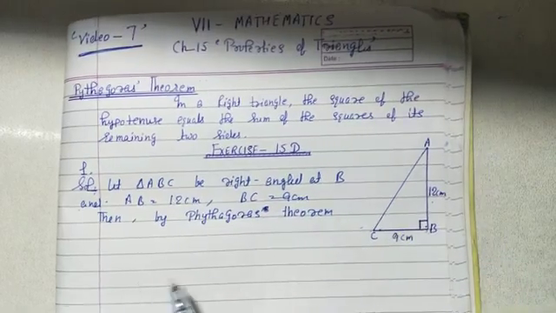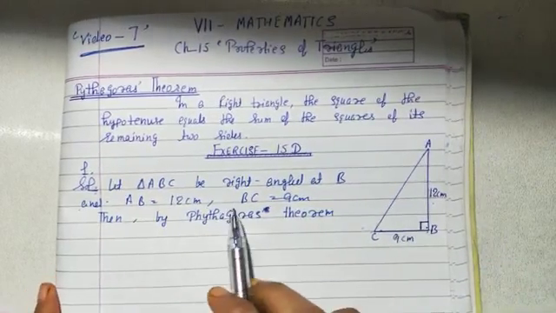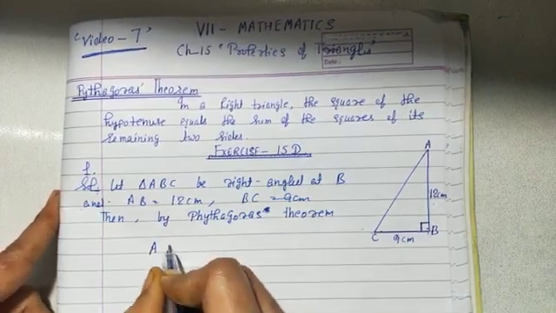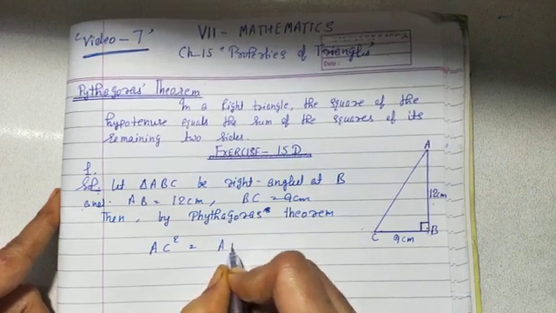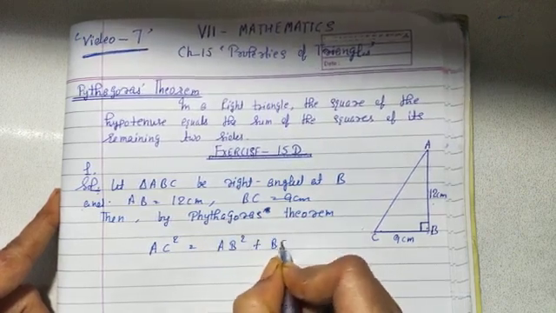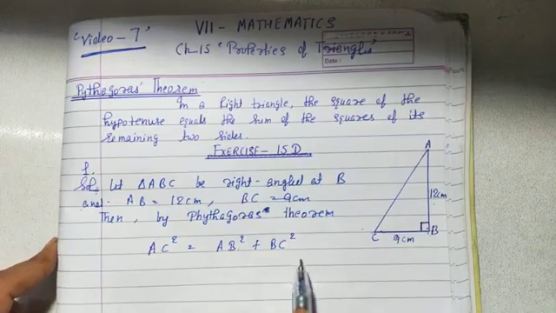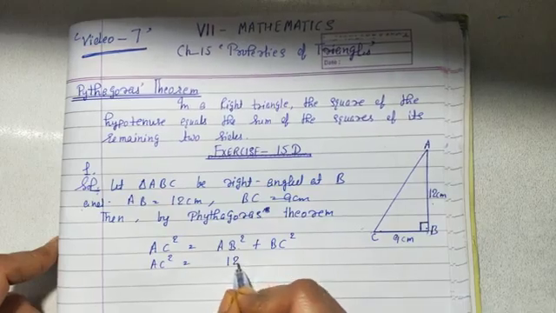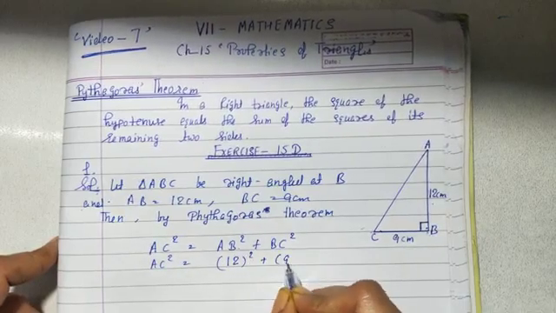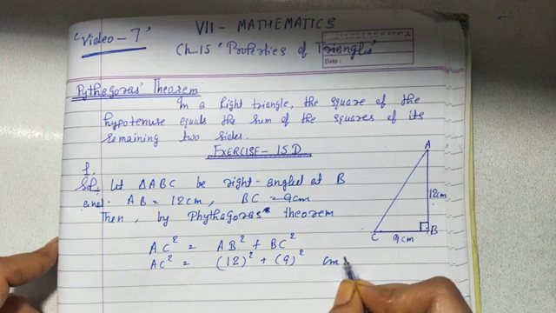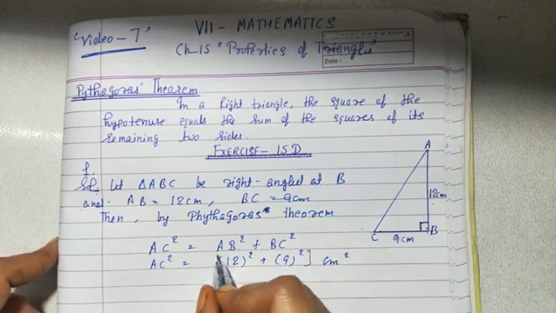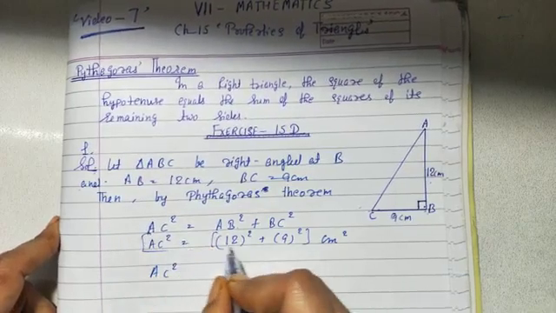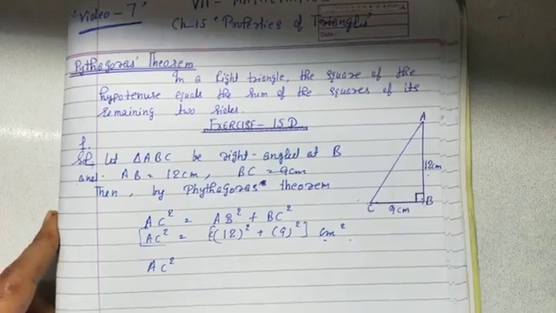ABC is a triangle in which AB is 12, BC is 9. Then by Pythagoras theorem we have the result: AC square, hypotenuse square, is equal to base square plus perpendicular square, or you can say the square of the above other two sides. Now we have the measure of AB as 12 and BC as 9. You can put the unit like this also. Then AC square, completely, you can write centimeter square outside.